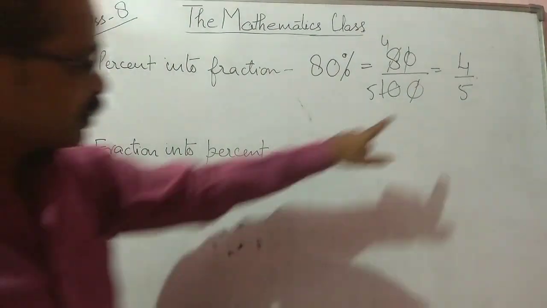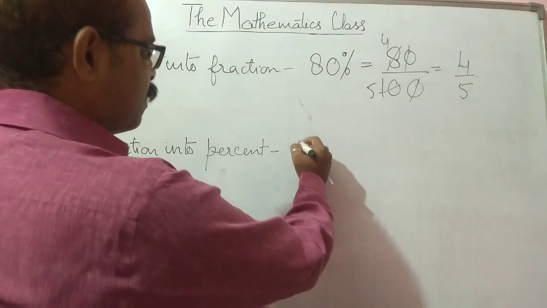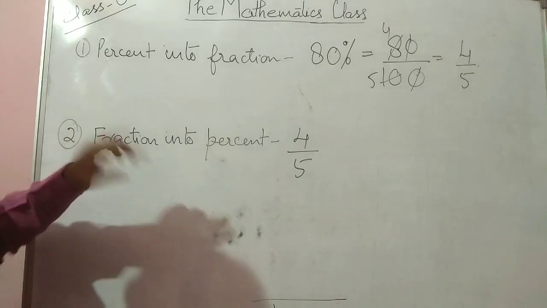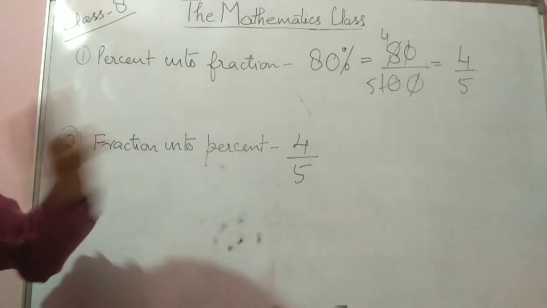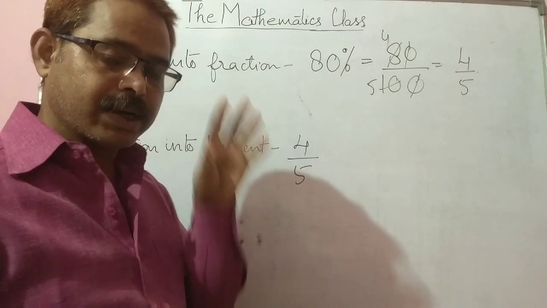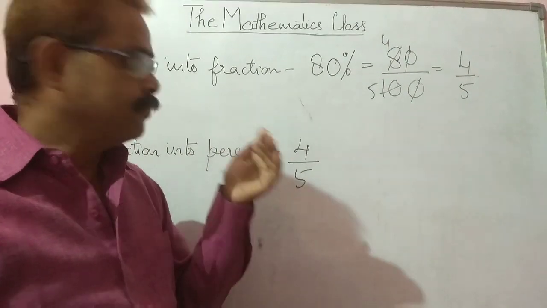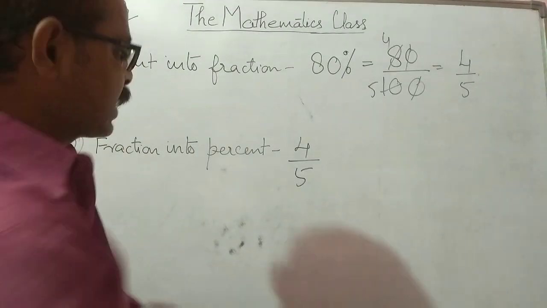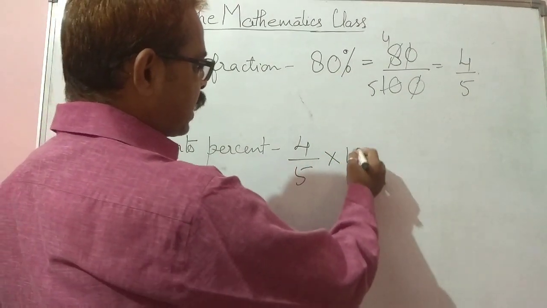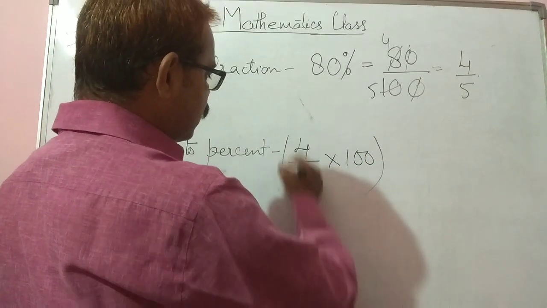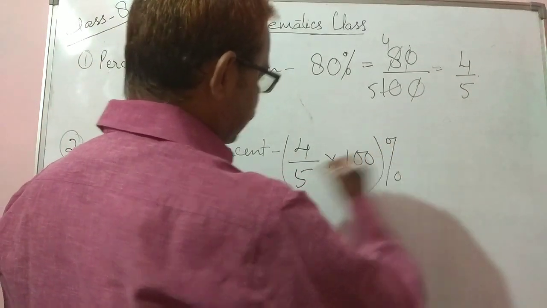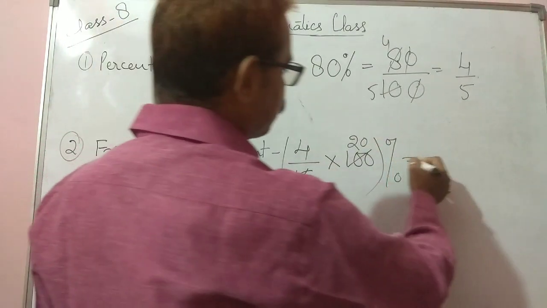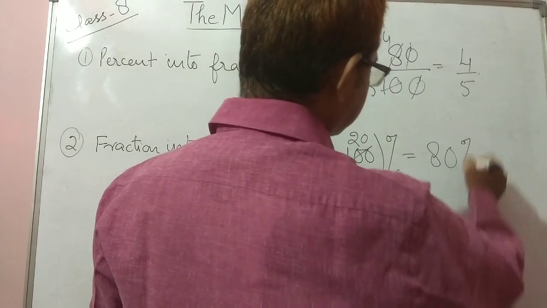Now suppose we have to convert the same fraction to the percentage. What we need to do? Now 4 upon 5. Conversion of fraction into percent. How do we convert fraction into percentage? We multiply by 100 and put a percent sign. You simply multiply by 100 and just put a percent sign. Now 5 ones are 5, 5 twos are 10, so 20. 20 into 4 is 80%.